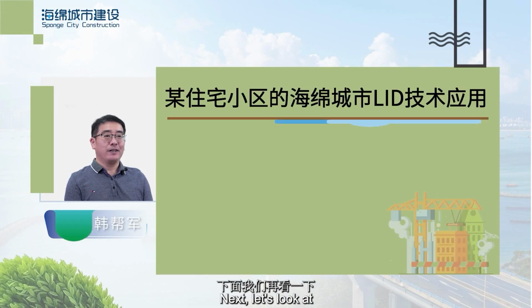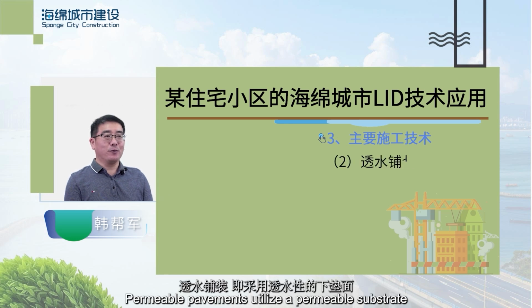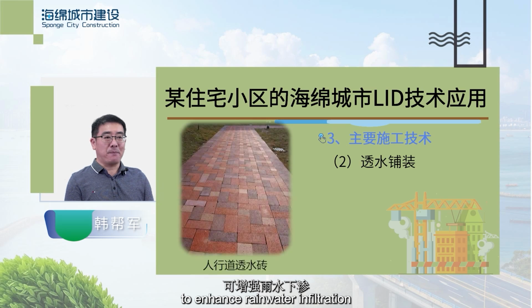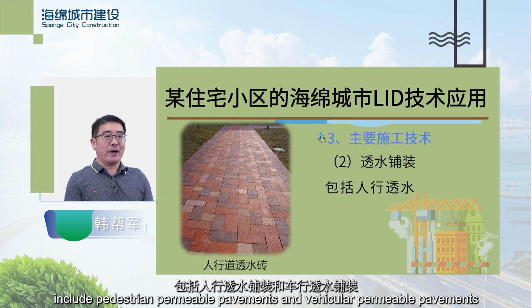Next, let's look at the construction technology for permeable pavements in this project. Permeable pavements utilize a permeable substrate to enhance rainwater infiltration, conserving water resources, while mitigating the urban heat island effect. In this project, the permeable pavements include pedestrian permeable pavements and vehicular permeable pavements.